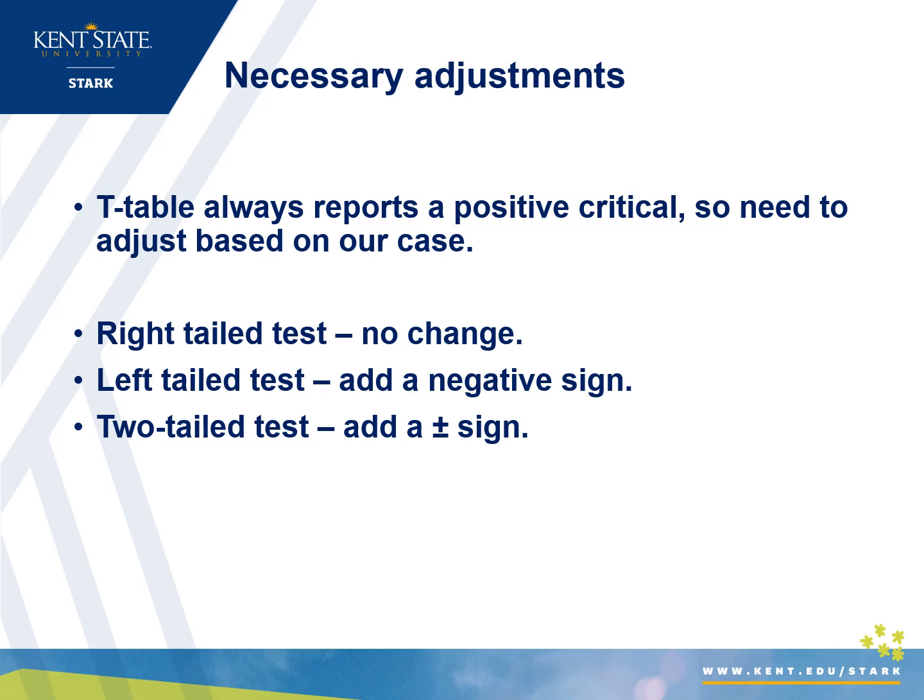Now, there are some adjustments we have to make if we're drawing from a t-table. The t-table always gives a positive critical value, but that's not appropriate for some tests. For right-tailed tests, no change is needed. For a left-tailed test, where we reject if values are very low, we need to add a negative sign. We will only reject if values are too low. For a two-tailed test, we add a plus and minus sign, because we'd reject if the test statistic is either too low, that is to say too negative, or too high, that is too positive.